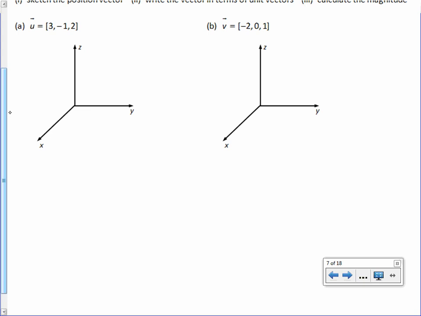3, -1, 2. So I start at the origin and go 3 units forward, so 3 units in this direction. 1, 2, 3. Then 1 unit to the side, and then how many units up? 2 units up. Okay, 1, 2. So instead of just putting a giant point there, right away I'm going to go, okay, origin to there, arrow. I have just drawn the vector u.